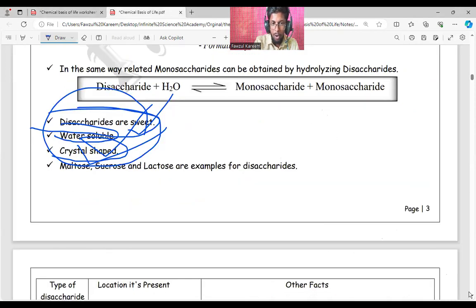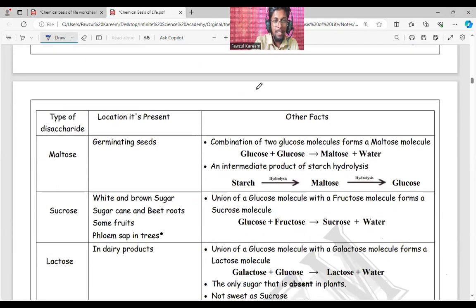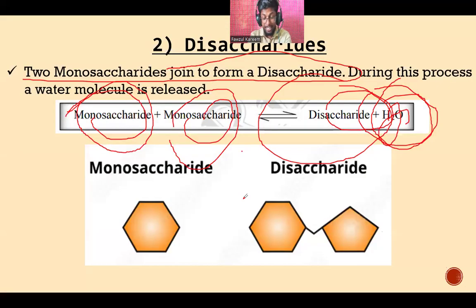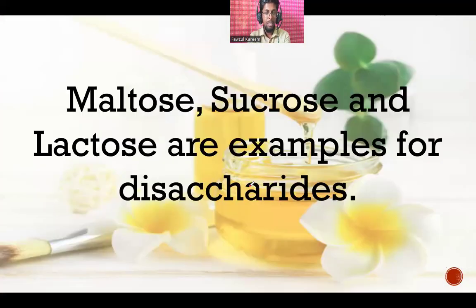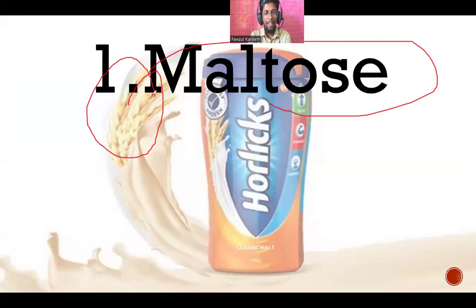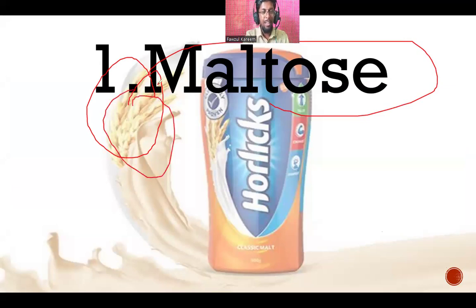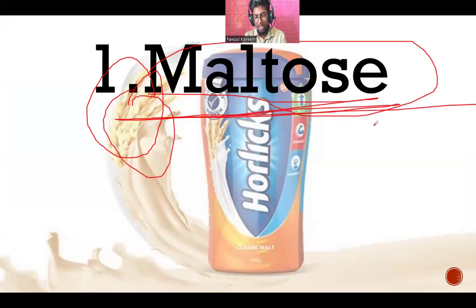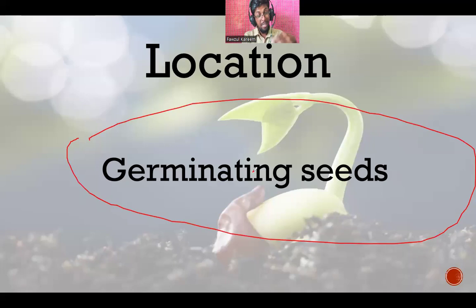Where is maltose present? Yes, germinating seeds have maltose. I explained malt, Nestle malt, Horlicks. In Nestle malt you can see the grains. Why? Because it contains maltose. So germinating seeds have maltose. You can remember it like that, right? So maltose can be seen in germinating seeds.